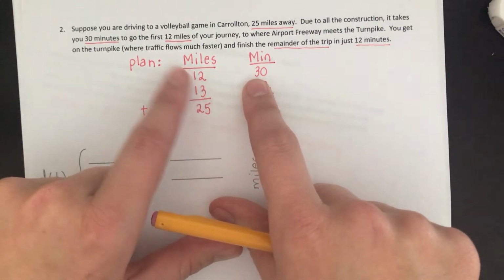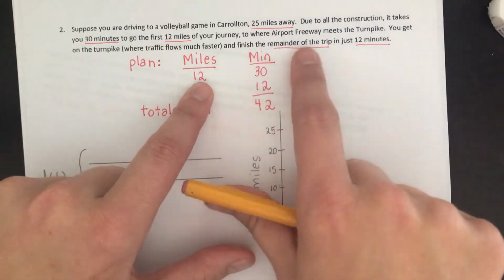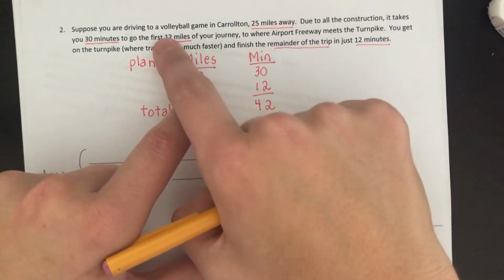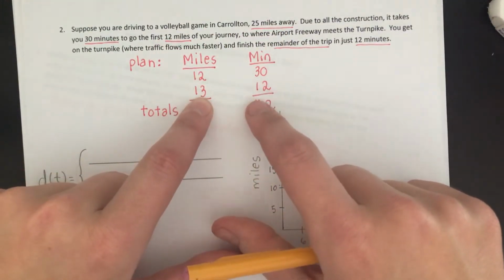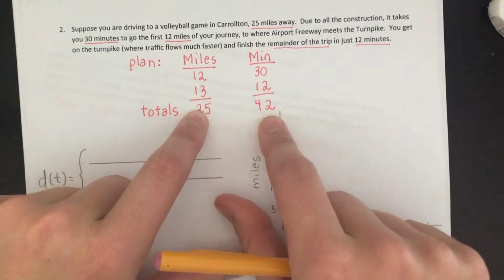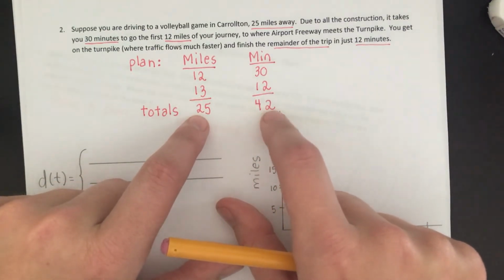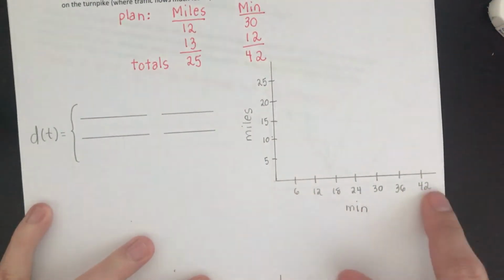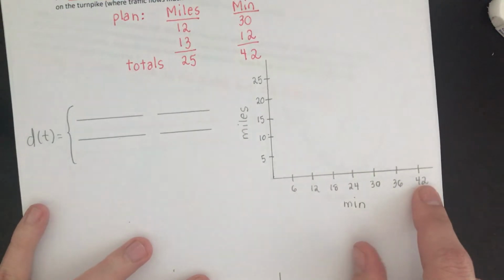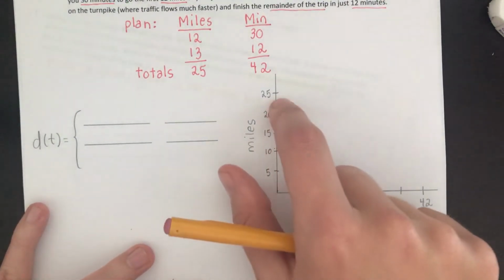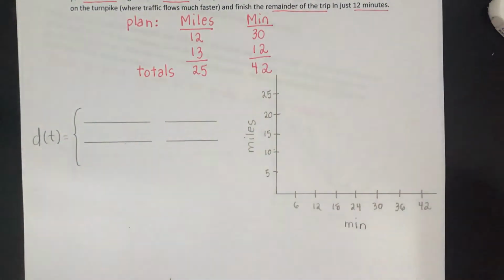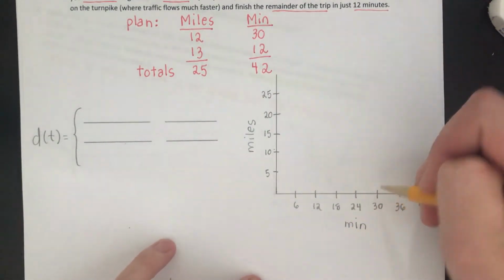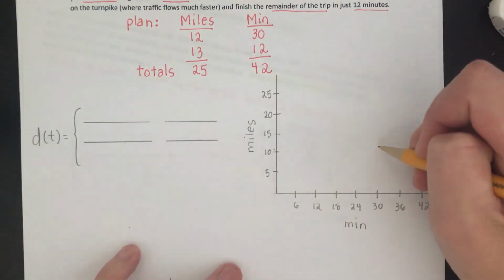Okay, then you get on the turnpike where traffic flows much faster. You finish the remainder of your trip. Remember, the trip was 25 miles away. You already traveled 12, so you have 13 more miles to go, and it takes you 12 minutes. So here's your totals: 25 miles over 42 minutes. Okay, so I've gone ahead and labeled the minutes going by 6s to 42, and the miles counting by 5 to 25.